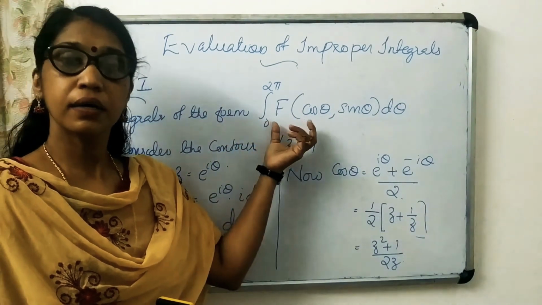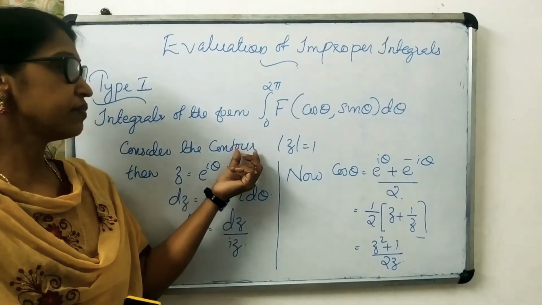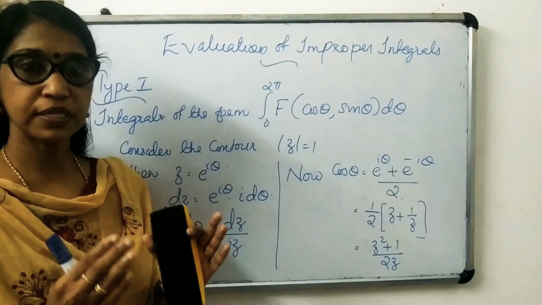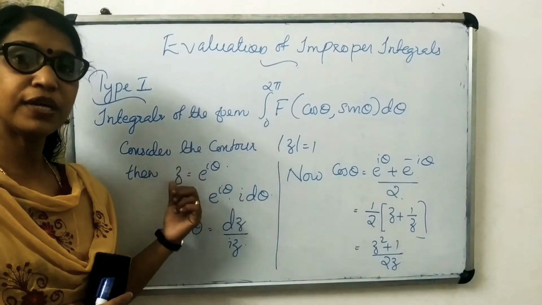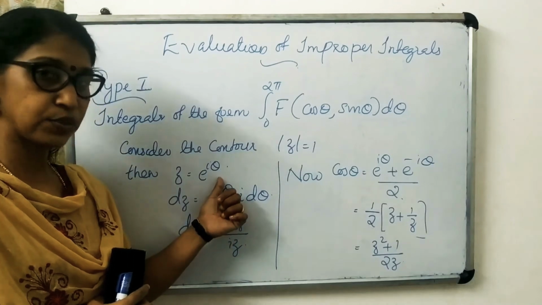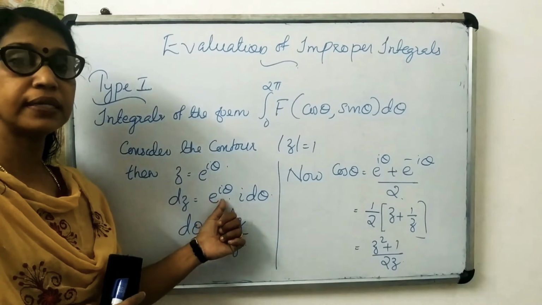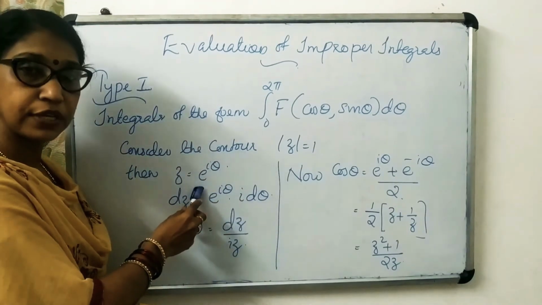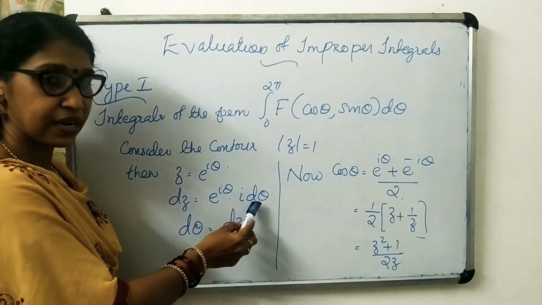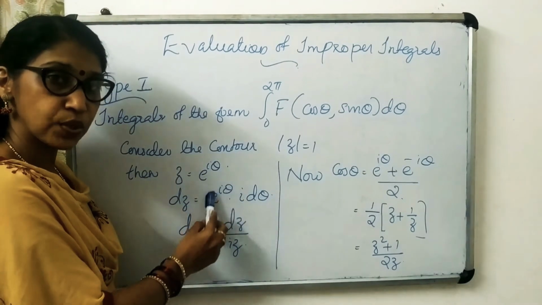How do we solve this type of problem? Look at this. Here we are given a contour. We consider the contour modulus of z equal to 1. Then we know that z equal to e raised to i theta. Then dz is equal to e raised to i theta into i d theta. Taking the derivative of e raised to i theta, we get e raised to i theta into i d theta. And from this we can write d theta equal to dz by i into e raised to i theta.